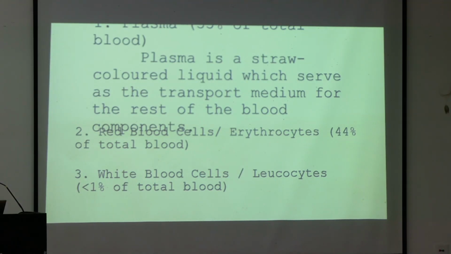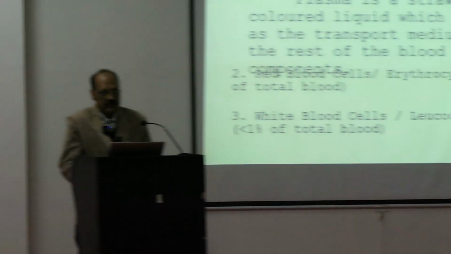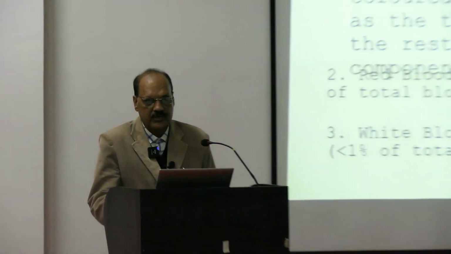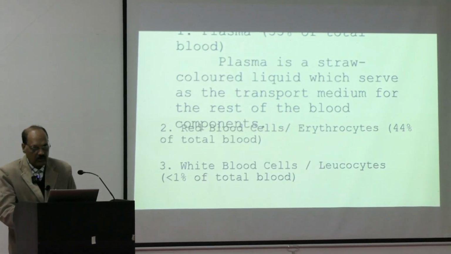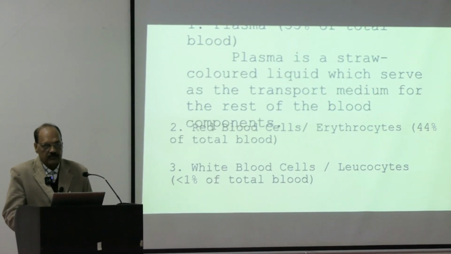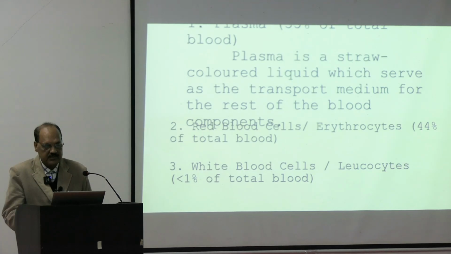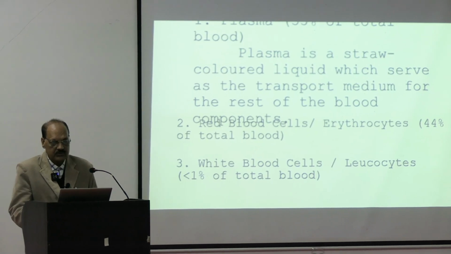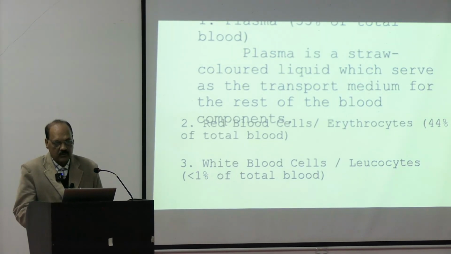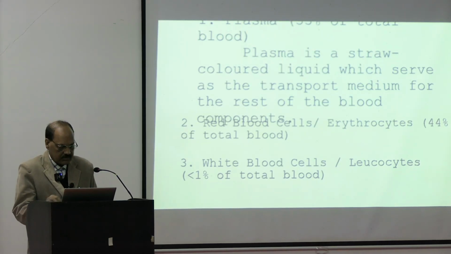Plasma is a straw-colored liquid which serves as the transport medium for the rest of the blood components. So plasma is a very important component of blood. The second component is the red blood cells, which we call erythrocytes. 44% of the total blood is RBC. The third component is the white blood cells, usually called leukocytes. It is less than 1% of the total blood.